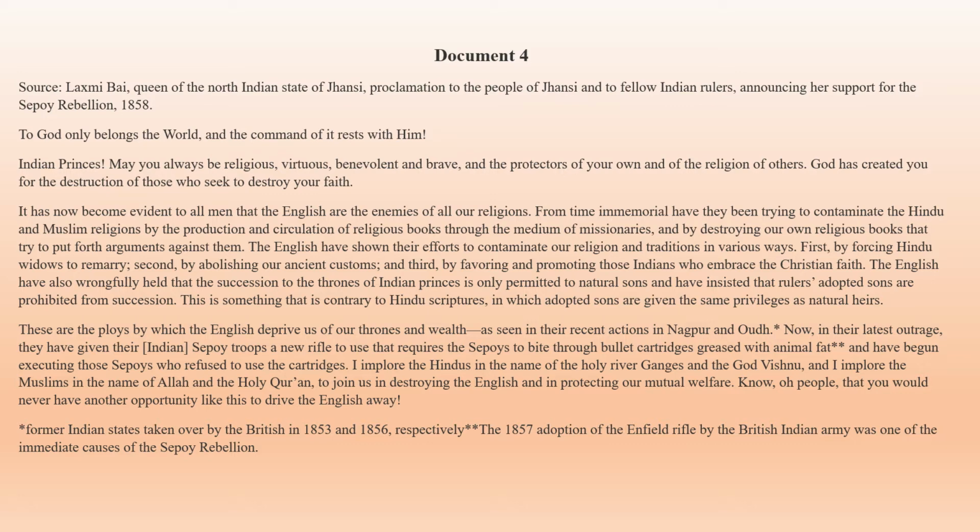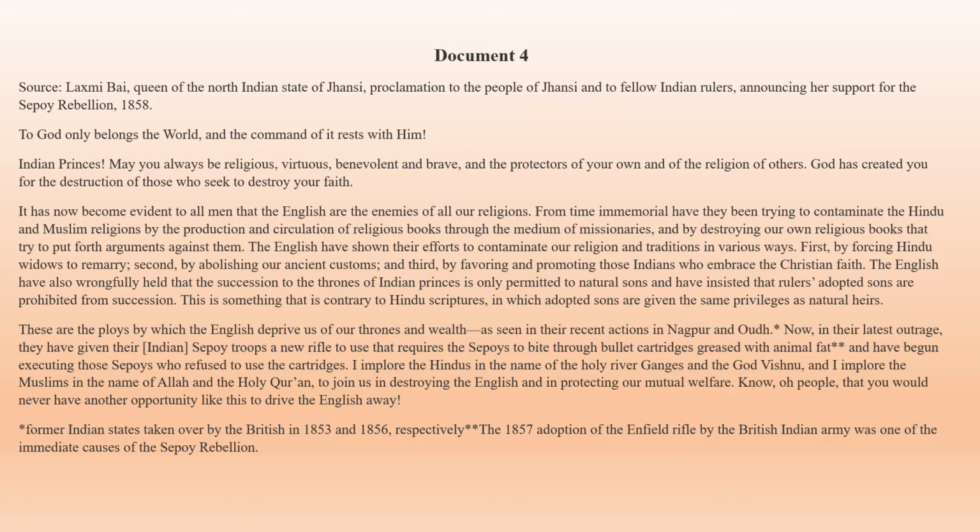So right there, reading the source, you should know the direction this is going. If she's supporting the Sepoy Rebellion, and it says to her fellow Indian rulers, clearly we know what side of the Sepoy Rebellion she's on. Okay, she's a queen in northern India, and it's to her fellow Indian rulers, and she's supporting the Sepoy Rebellion. So clearly she's supporting the cause of the Sepoys, right, against the British.